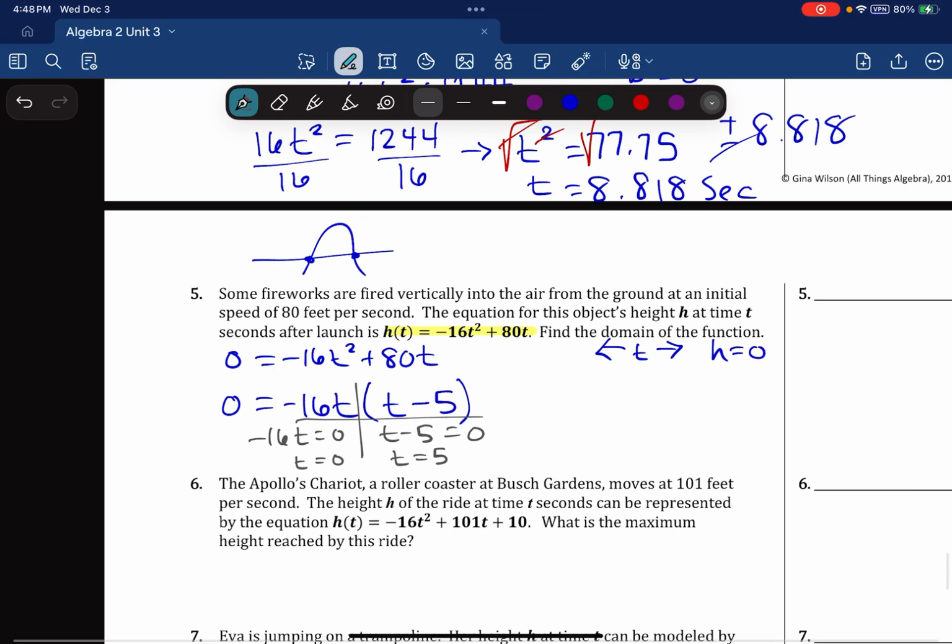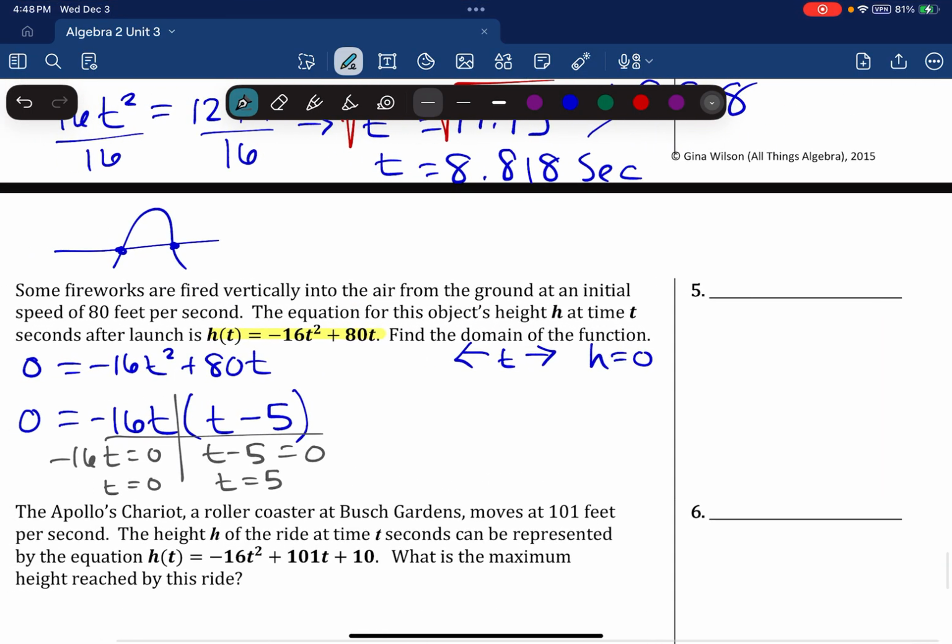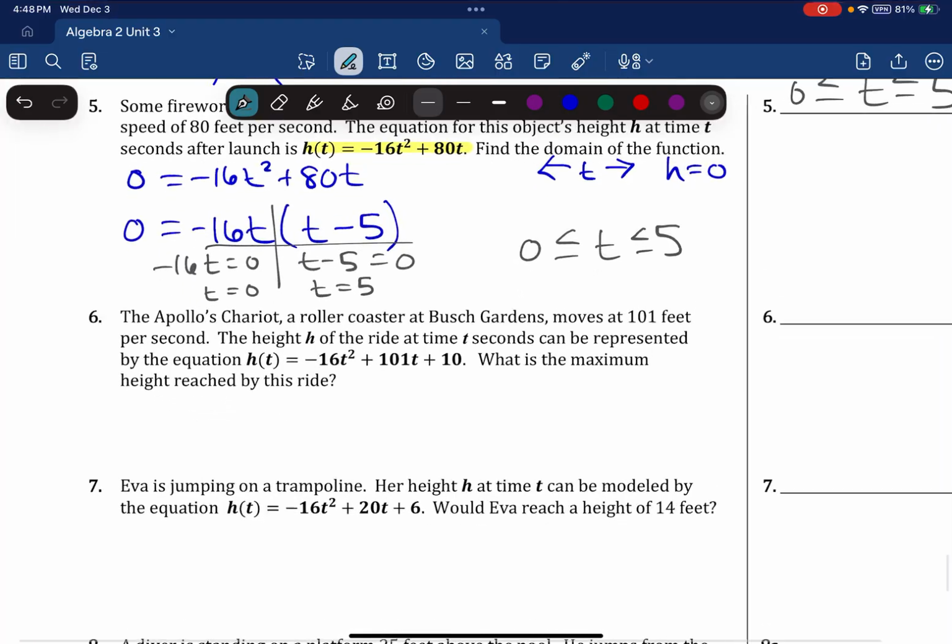Let's write it down. In notation, 0 is less than or equal to t, which is less than or equal to 5. This is our domain. All right, moving on to our next one.